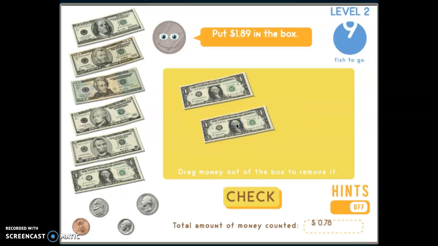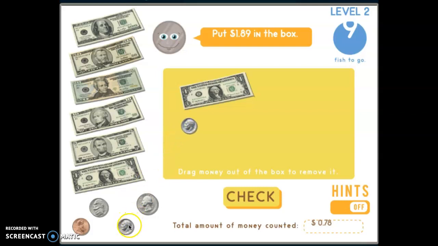Thumbs up, thumbs down. Correct. We can't use another $1 bill because now I have $2. That's too much money. $1 and 89 cents. I could take pennies and do 89 pennies, but that would take me a really long time. So I think I'm going to try it like this.